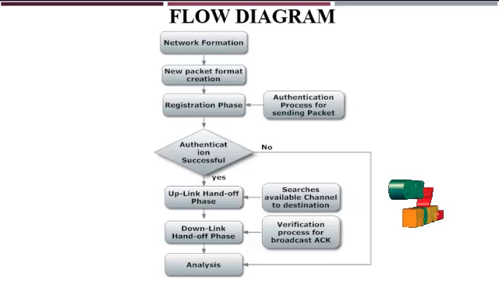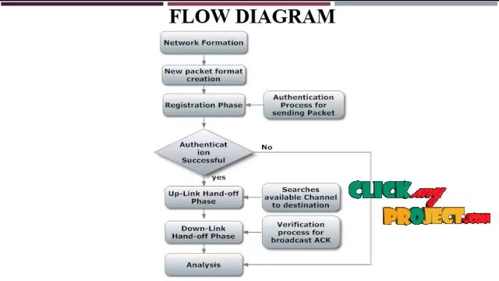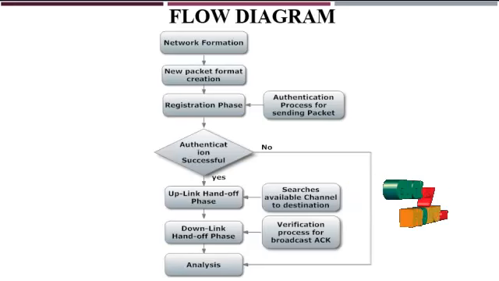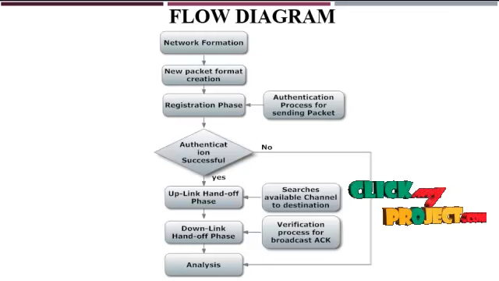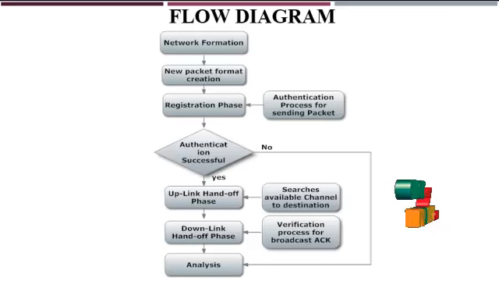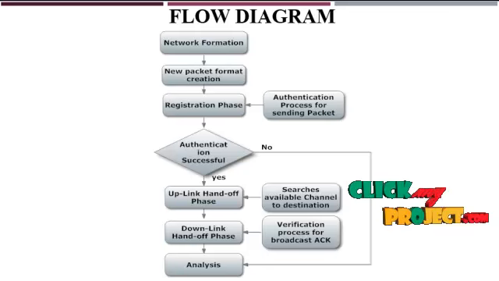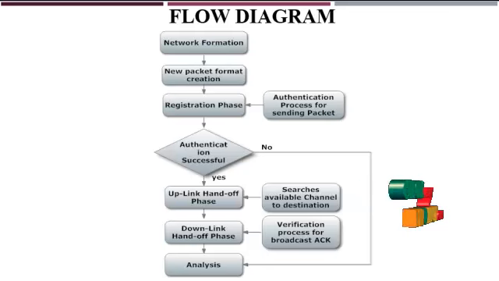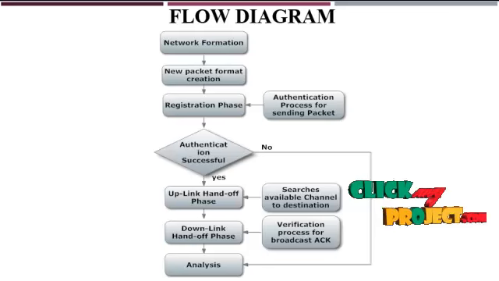This is our project flow diagram, in which we firstly have to identify the network. So our network is heterogeneous ad hoc networks. In that network, first we have to form the packet informations. In the registration phase, we have to authenticate the process for sending the packet. If the authentication is successful, it will be sent to the uplink handoff phase.